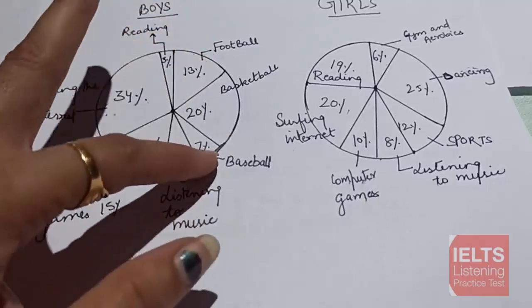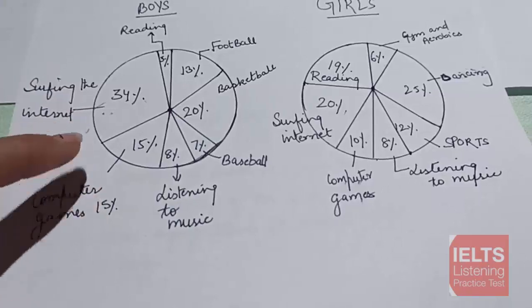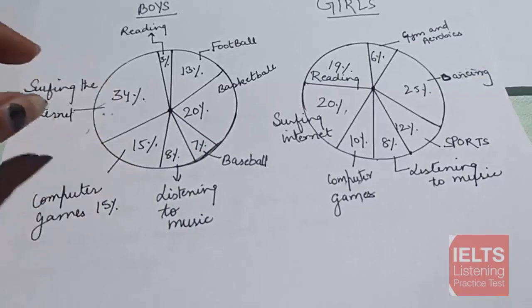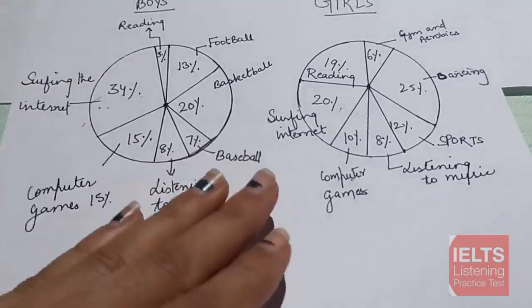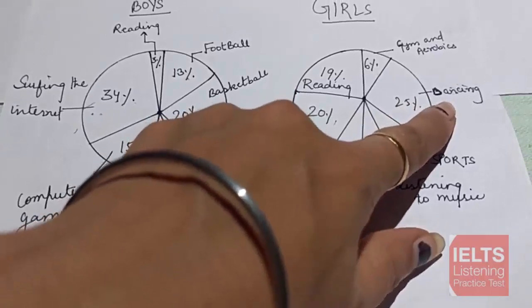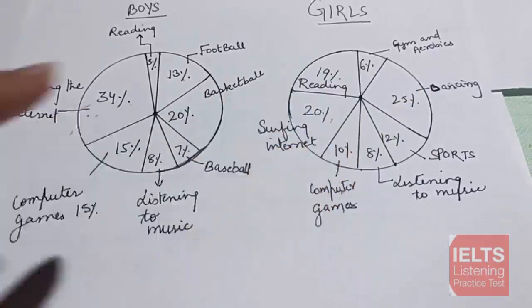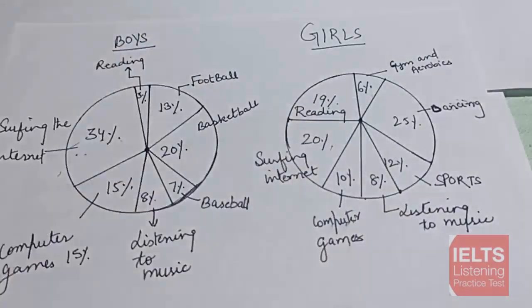That means playing outdoor games and surfing the internet. And for computers, on the computer they did the surfing and played games. Whereas 25% of girls like dancing and that's it, and their life is more active than boys.